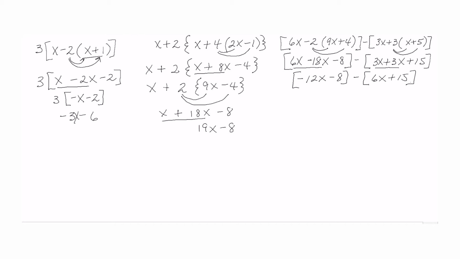Okay. So now we want to get rid of our enclosures. Now this negative sign is going to be distributed to everything inside the brackets. It gives minus 6x minus 15. So these two are like terms. So we have negative 12x minus 6x gives us negative 18x. And then the negative 8 and the negative 15 are like terms. So when we combine those, we get negative 23.